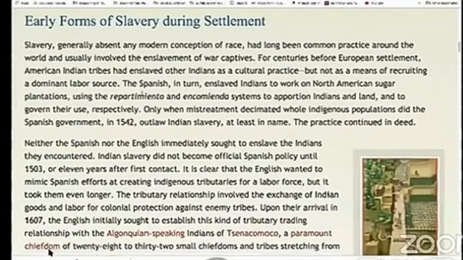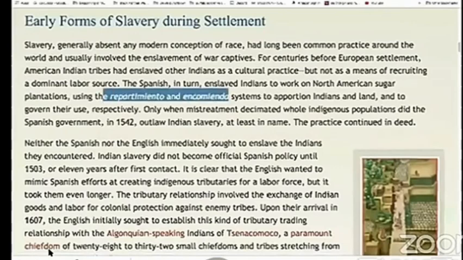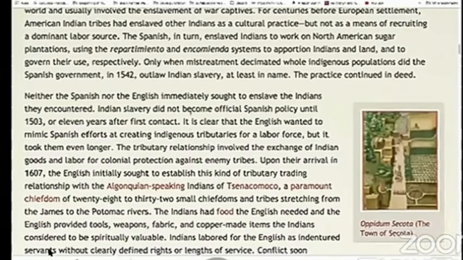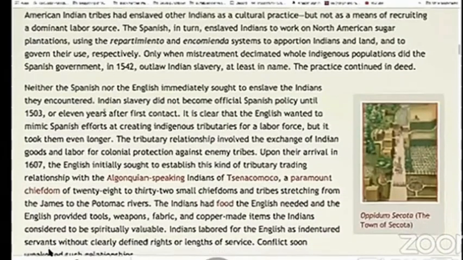The Spanish, in turn, enslaved Indians to work on North American sugar plantations, using the repartimiento and encomienda system. We went over this, right? To apportion Indians and land and to govern their use, respectively. Only when mistreatment decimated whole indigenous populations did the Spanish government, in 1542, outlaw Indian slavery, at least in name. The practice continued, indeed. Neither the Spanish nor English immediately sought to enslave the Indians they encountered.